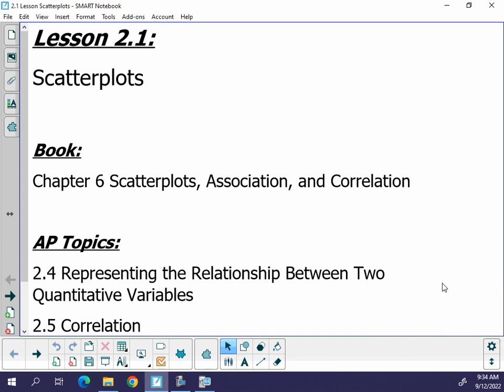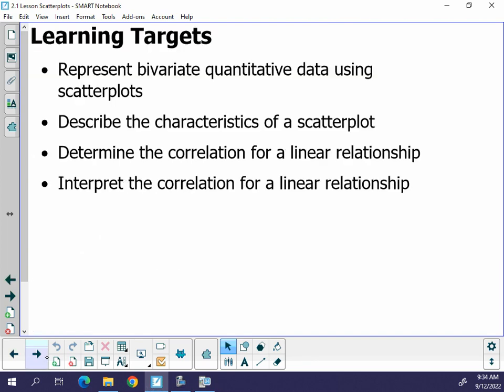So far we have talked about representing one quantitative and one categorical variable. We've looked at tables that showed relationships between two categorical variables, and now we're going to start talking about how we can display relationships and discuss relationships between two quantitative variables using scatter plots.